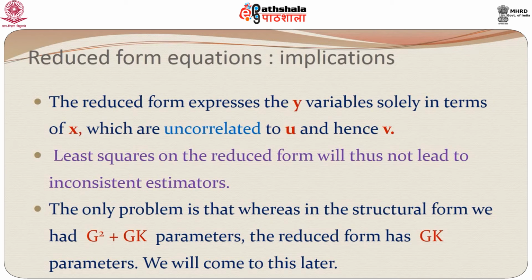The only problem is previously we had G squared plus GK parameters. So, the structural equation had two components, B which had G squared elements and Gamma which had GK elements. So, there were G squared plus GK elements. On the other hand, Pi is a G by K dimensional matrix and hence has GK parameters. So, there is a reduction in the number of parameters, and we will see what problem this creates.